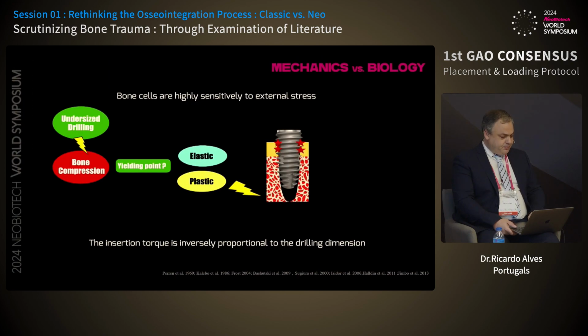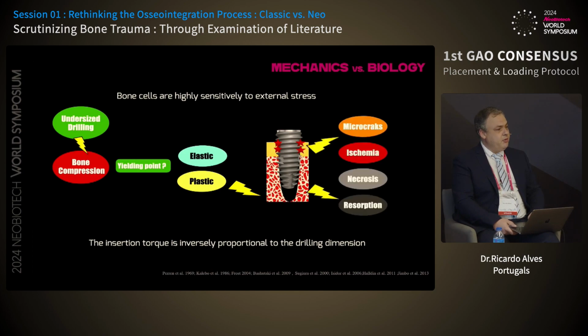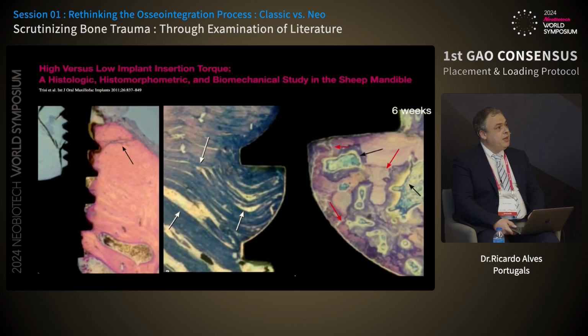We know that placing implants in an undersized osteotomy can generate stress and strains. We know that bone has an elastic behavior, but if we go beyond a certain threshold, we can have a plastic deformation of the bone with micro cracks, ischemia, bone necrosis, and resorption.